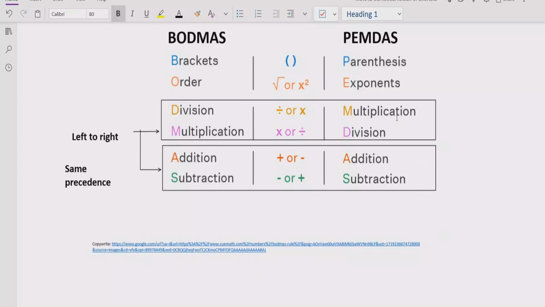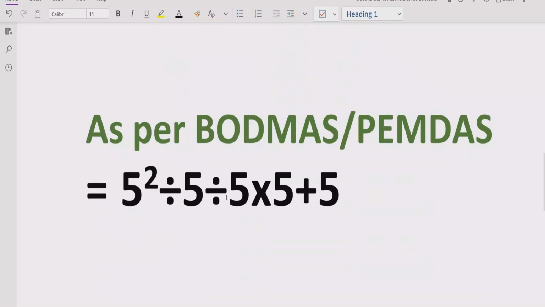What you have to do is go left to right in your expression and find out which is coming first, either division or multiplication. So you have to solve that part first. Both have similar precedence, so you can solve whichever is coming first. Similarly, for addition and subtraction, we have the same rule. We can solve addition first if it is coming first, and we can solve subtraction first if it is coming first.